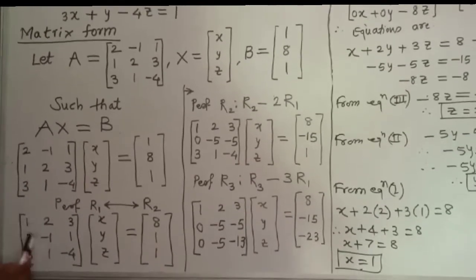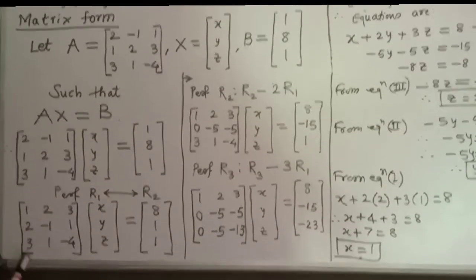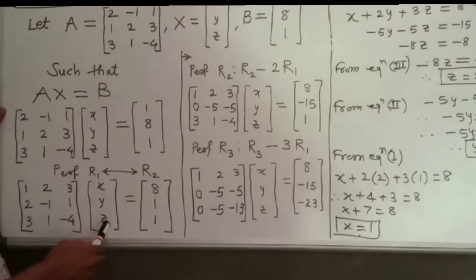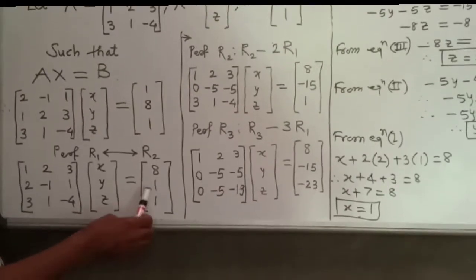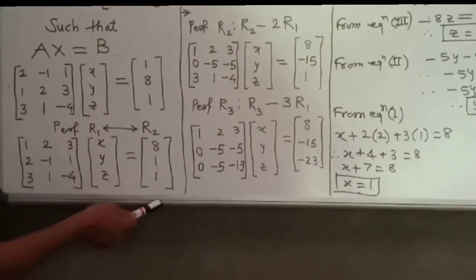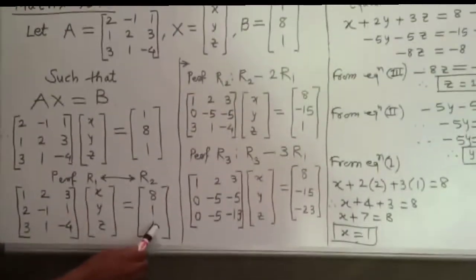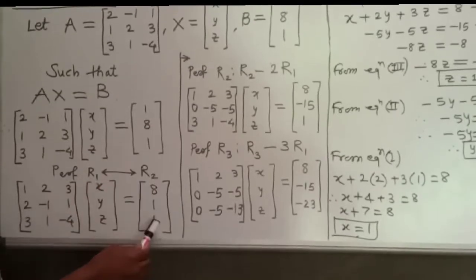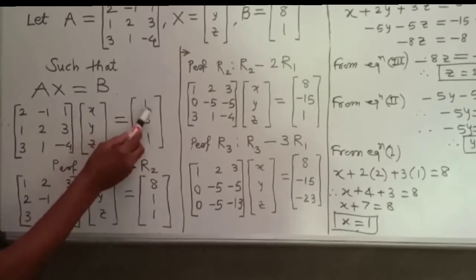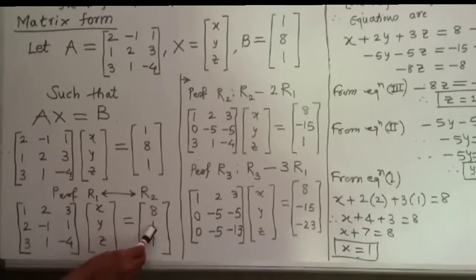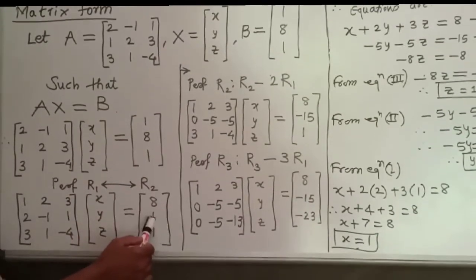Means R1 interchanges to R2 and R3 remains in the same position, 3, 1, minus 4, into X, Y, Z, which remains the same, equal to. We use the same transformation as on the left hand side. That means R3 remains in the same position and the 1 and 8 are interchanged. R1 interchanges to R2, so 8 is in R1 and 1 in R2.